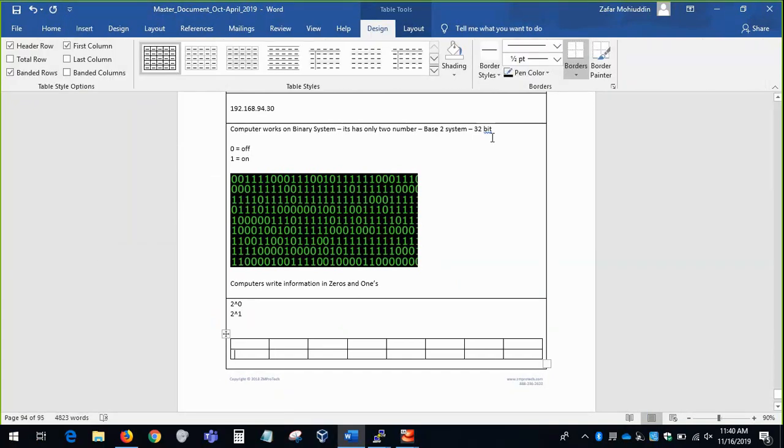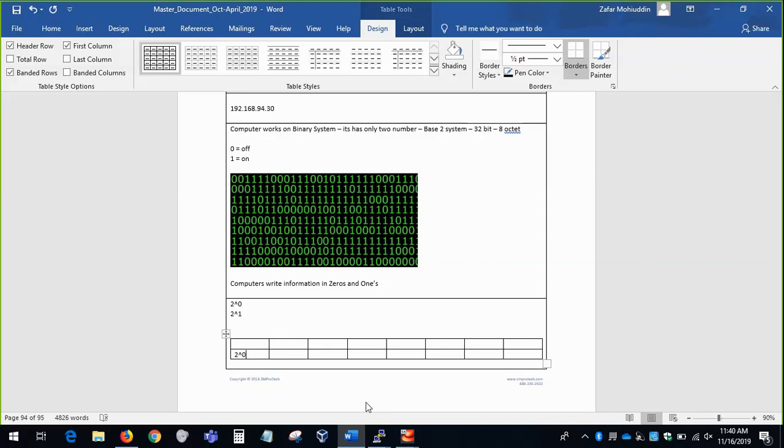So it is 32 bits, but it is based on 8 octets. I will explain a little bit more later on.